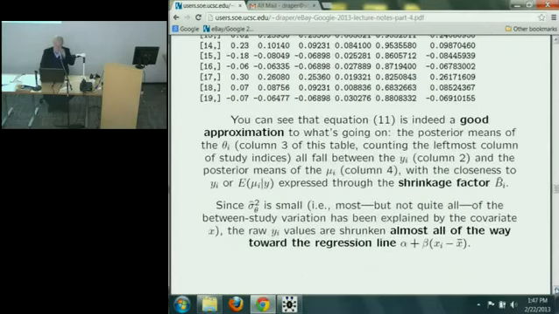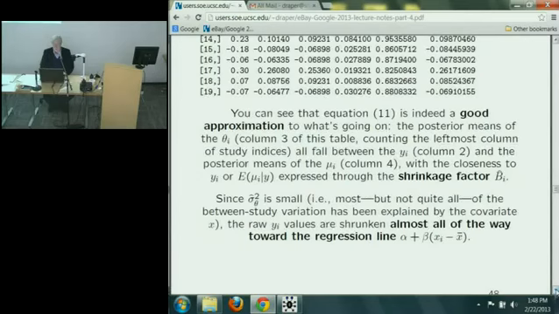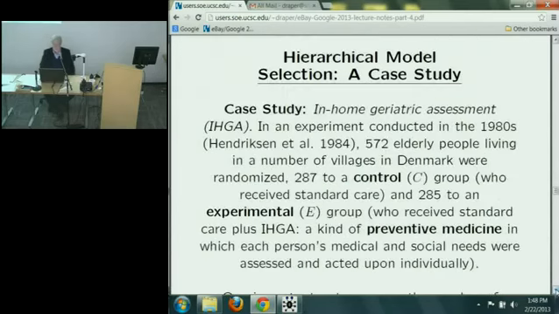So since sigma hat squared is small, in other words, since most but not quite all of the between study variation has been explained by the covariate x, the raw yi values get shrunken almost all the way toward the regression line. It is a bit of a mistake to pretend that the amount of between study variability left after adjusting for X is 0, which is what the MLEB approach does. But in fact, it doesn't provide that bad of an approximation here, as we saw when we did the modeling with the uniform 0C prior. Okay, now comes our most complicated hierarchical model to date.